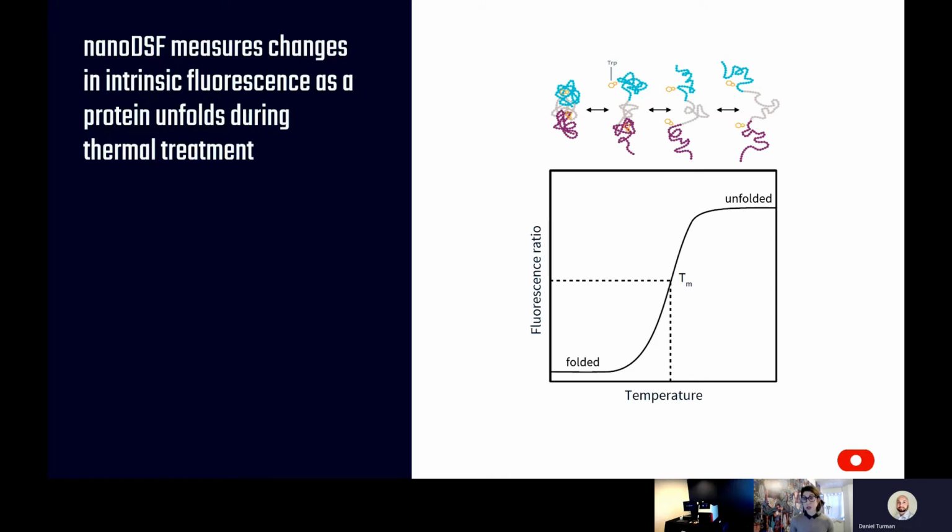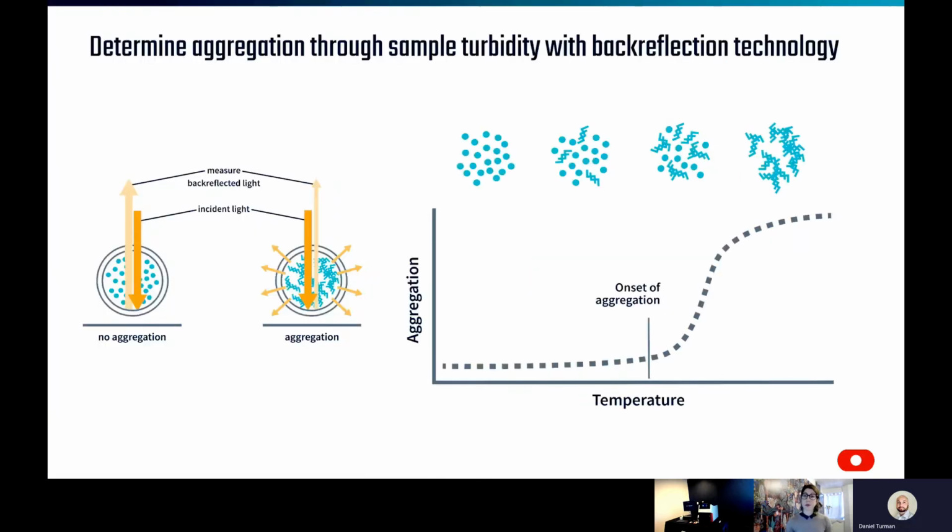There's no secondary reporter fluorophore required, unlike conventional DSF, so protein solutions can be analyzed independent of buffer compositions, as well as over an unmatched concentration range from samples exceeding 200 mg per mL down to 5 micrograms per milliliter. And this allows for the analysis of detergent solubilized membrane proteins, as well as highly concentrated antibody or enzyme formulations.